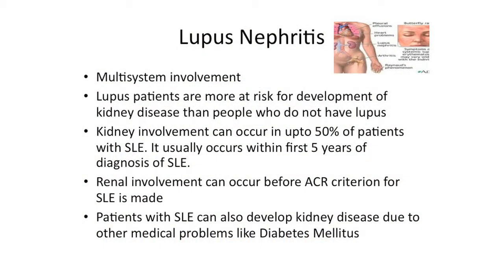Patients with systemic lupus erythematosus, if they happen to have other systemic diseases like diabetes as well as hypertension, can develop kidney disease because of those diseases as well. So how do we define lupus nephritis? As you heard before, lupus nephritis means something abnormal in the kidney: inflammation, and as a result of the inflammation, damage in the kidney.